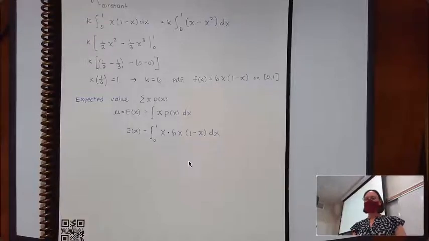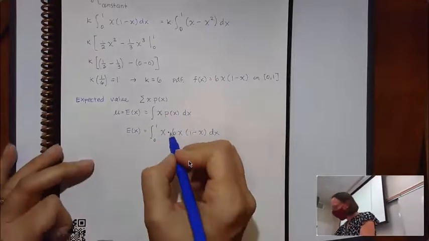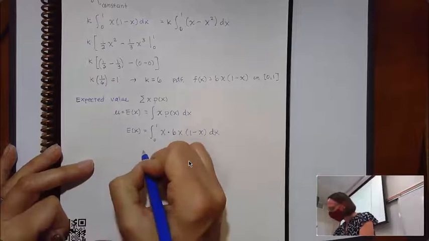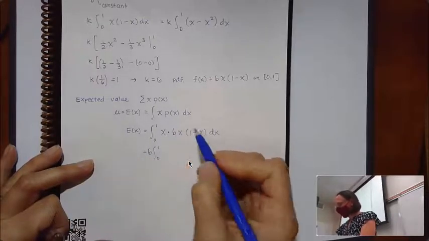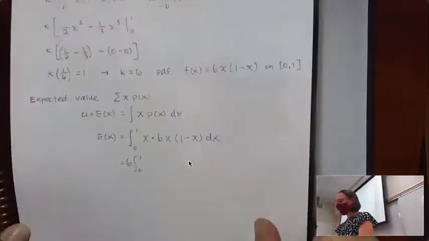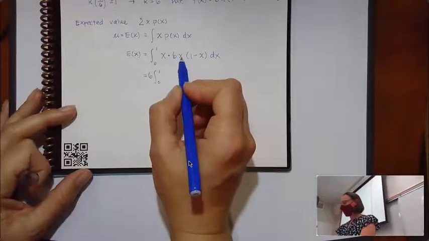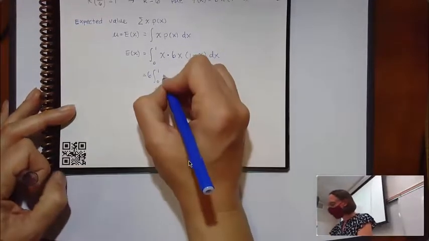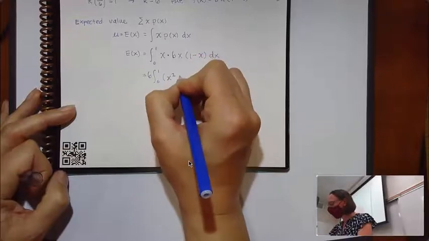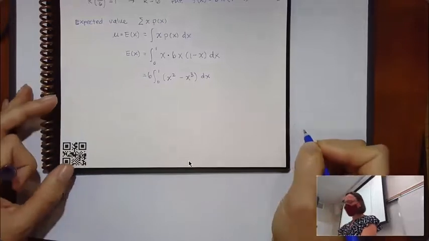Let's do it. So if we're going to do this together, I'm going to take that 6 and put it out in front of my integral. That's going to leave me with, sorry, let's put this up a little bit. That's going to leave me with x times x, or x squared, to distribute in. So when I distribute that in, I'm going to have x squared minus x cubed dx.